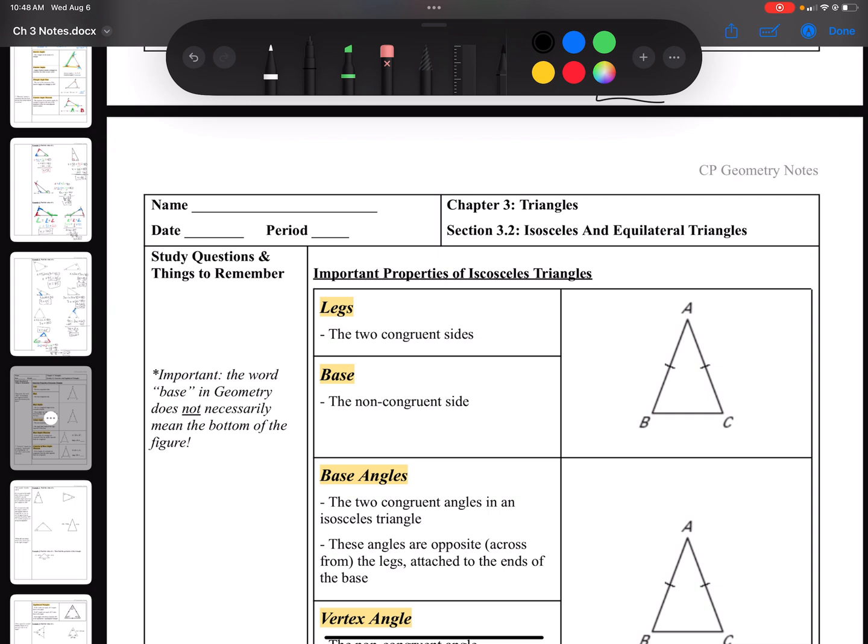Now, we did learn that an isosceles triangle has two congruent sides. We refer to the congruent sides as the legs, and we refer to the base as the non-congruent side. Now be careful. Base does not necessarily mean the bottom of a figure. What am I talking about?